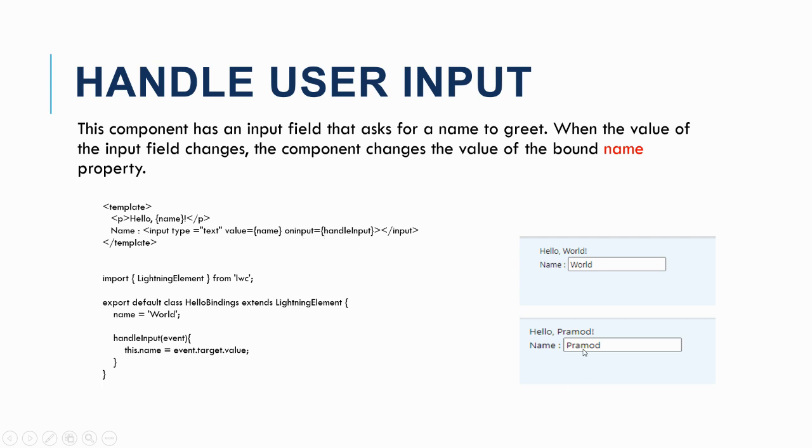Whenever we type in Pramod, it goes to this JS function, handleInput, and gets this name, Pramod. Then it replaces world with the input. That's why it changes the value at runtime. If we change it to some other text like XYZ, it will show hello XYZ. So this is pretty much today's session, in which we have discussed what data binding is and how we can achieve it on our Salesforce platform.